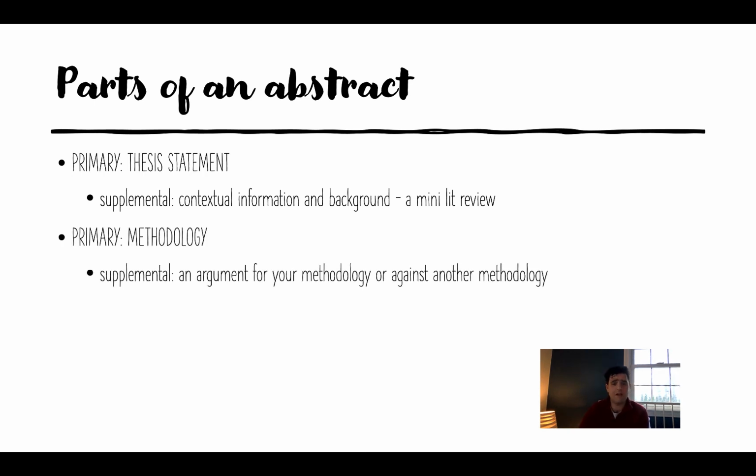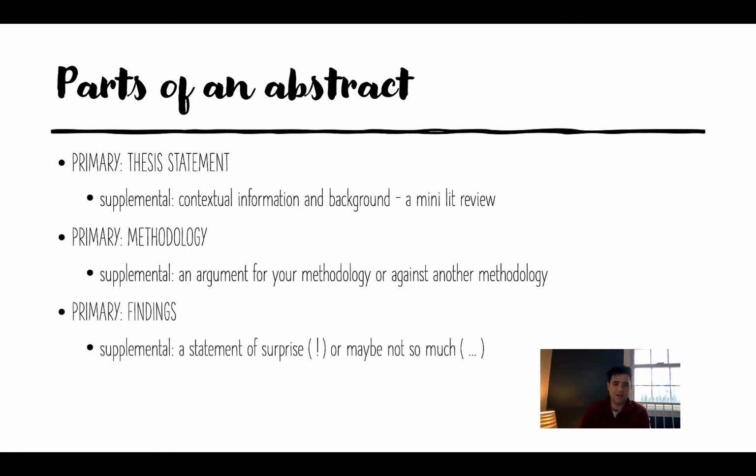So that's supplemental to the thesis statement. The second primary important aspect of an abstract is the methodology. That is, how are you going to answer your thesis statement? Your thesis statement can sometimes be called a research question. So you've got a research question, and the methodology is how you are actually going to answer it. And supplemental to that, you can make an argument for your methodology or against another methodology. So why did you choose your methodology? You might have a sentence about that versus some other standard methodology. We decided to do this instead of that because of X, Y, and Z. You might have space to do that in a sentence or two.